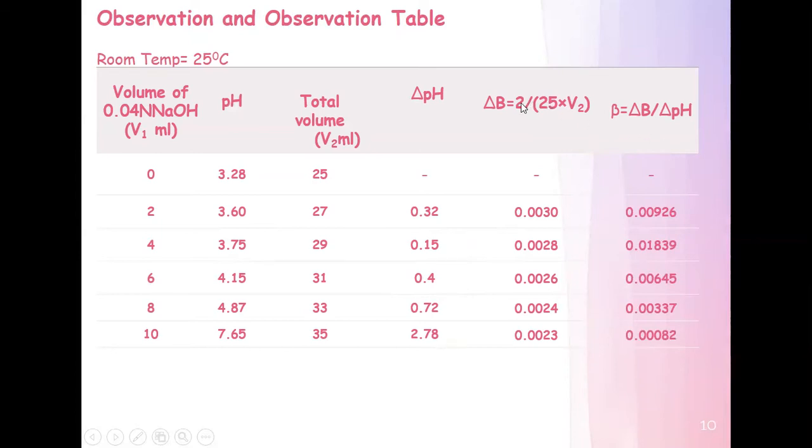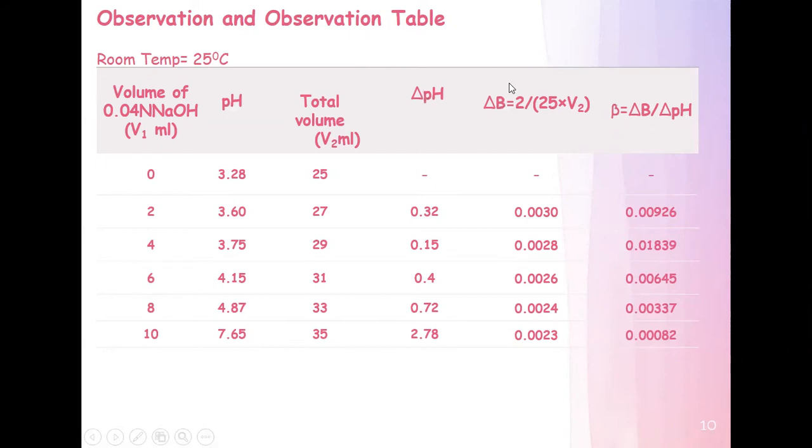Then for the delta B value, the formula is 2 divided by 25 into V2. V2 is 25 ml, 27 ml, 29 ml. So you have to take the respective V2 value and calculate this delta B value. Then the beta value can be calculated by using delta B divided by delta pH.